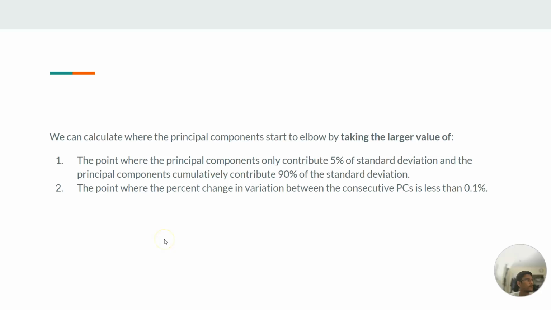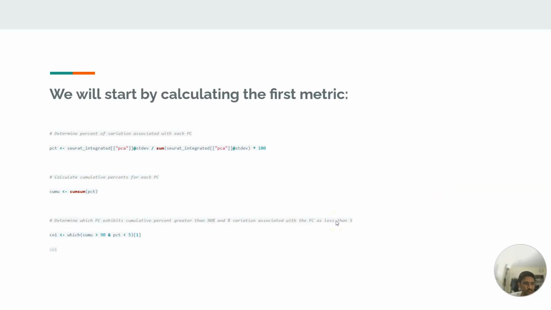Now, coming to what calculations we're going to do. The first calculation is taking the larger value of the point where the principal components contribute only 5% and the point where the principal components cumulatively contribute 90%. So the larger value of these, number 1. In our second calculation, you will see the point where the percent change in variation between consecutive principal components is less than 0.1%. Okay?